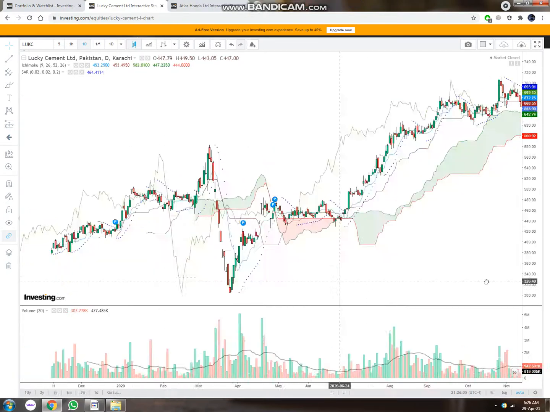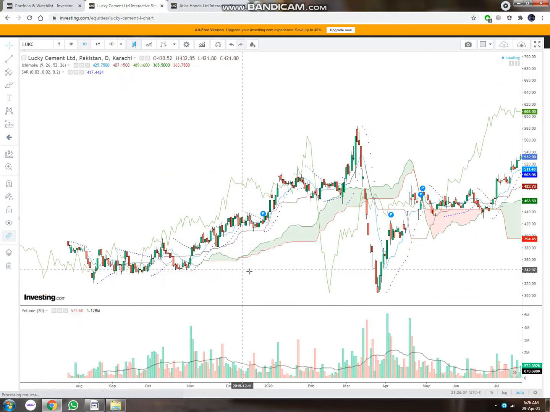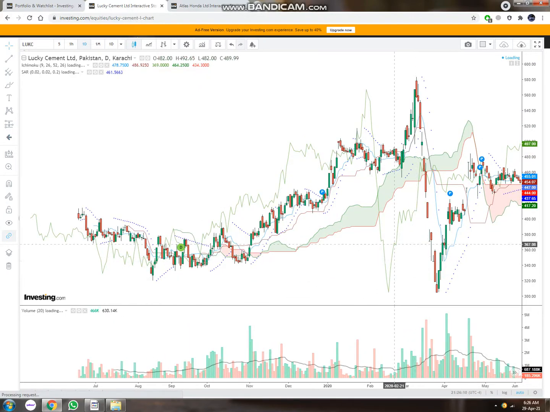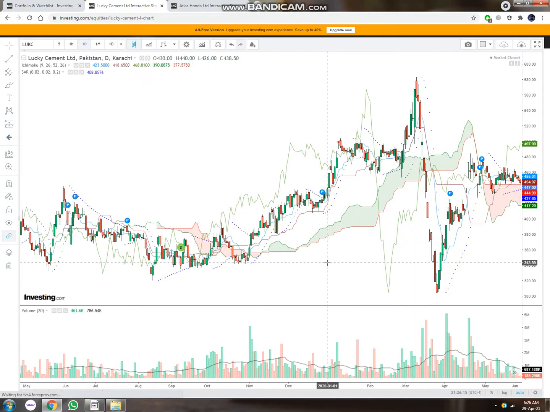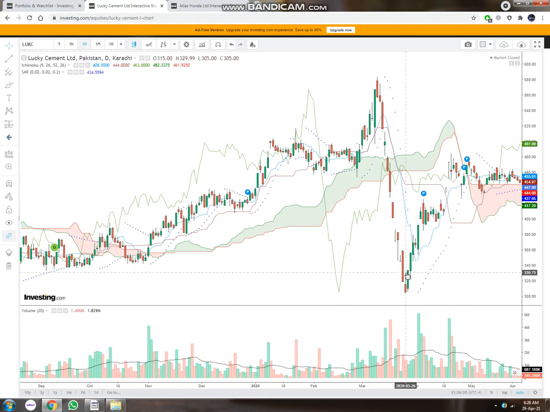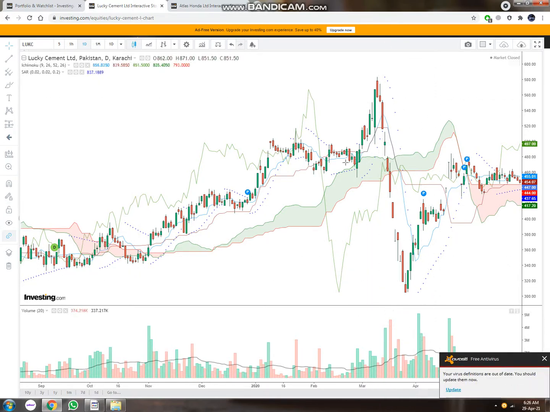At different intervals you see that whenever the candlesticks cross below the cloud, it means that this stock would be a bearish stock. It would turn into a bearish market. So for that reason you can see that right here this major bearish market happened. You can see a strong bearish market.